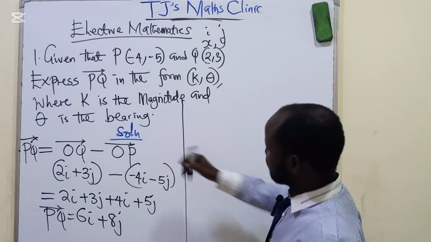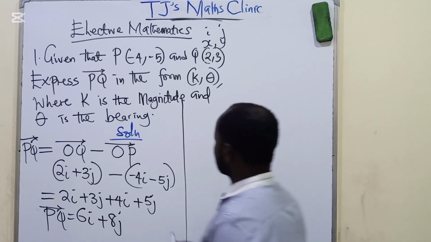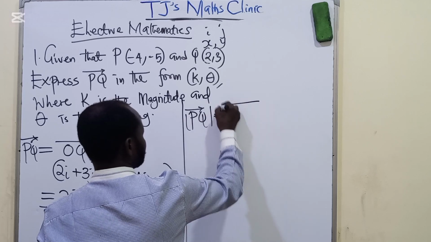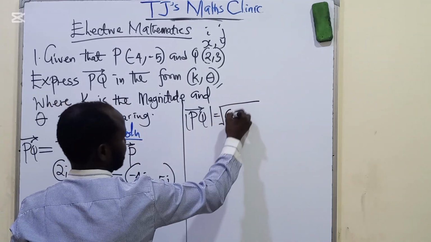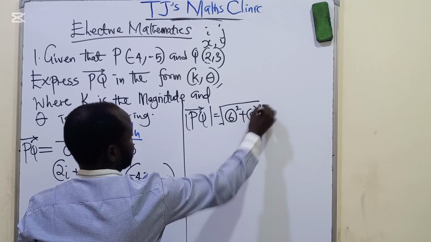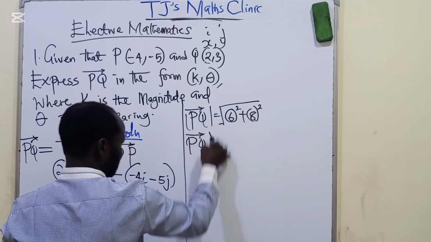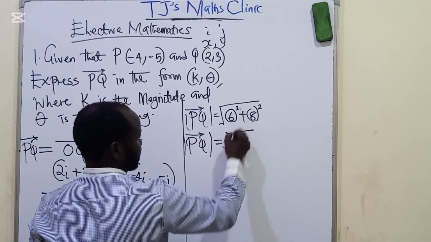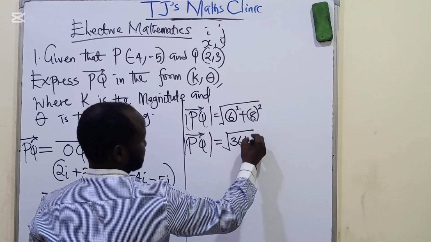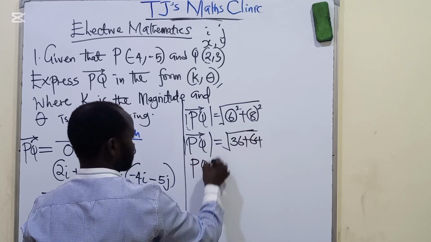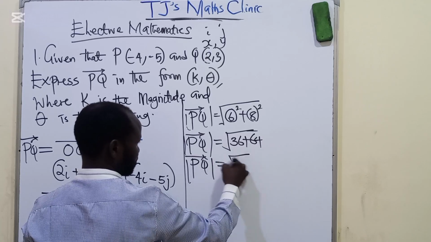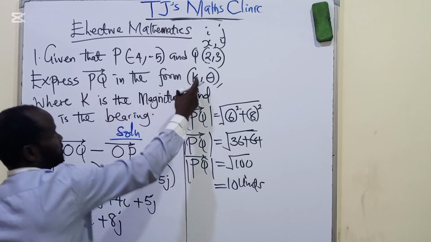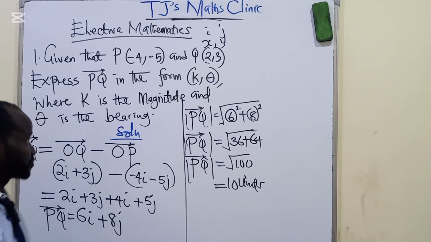The next thing to do now is to find the magnitude of this vector PQ. The magnitude of vector PQ will be equal to the square root of 6 squared plus 8 squared. This is the sign for magnitude. It will be equal to 6 squared is 36 plus 8 squared is 64. The magnitude of vector PQ will be root 100, and square root of 100 is 10. That will be 10 units. So it means K is 10 units. So we're through with the magnitude.